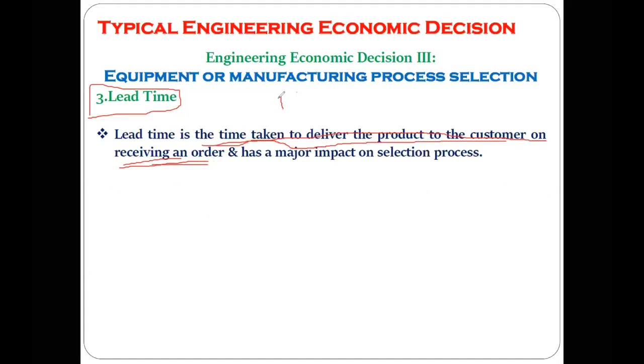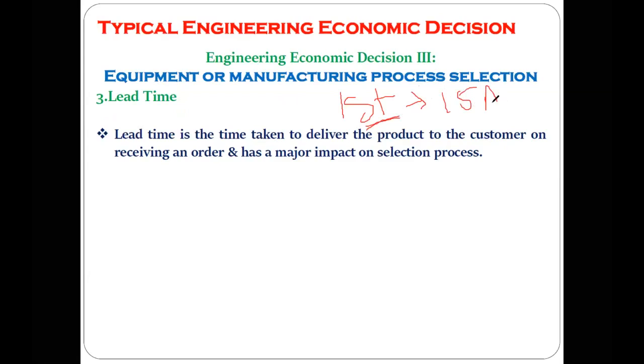Suppose the customer has given an order on the 1st of August and the customer demanded that he wants that product to be delivered on the 15th of August. So here lead time is how much? About 14 to 15 days. Yes or no?